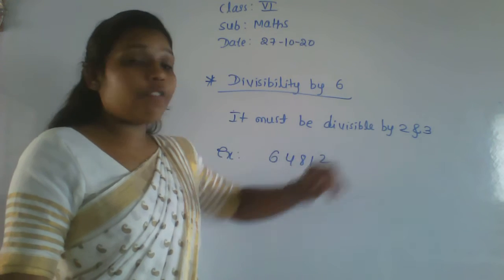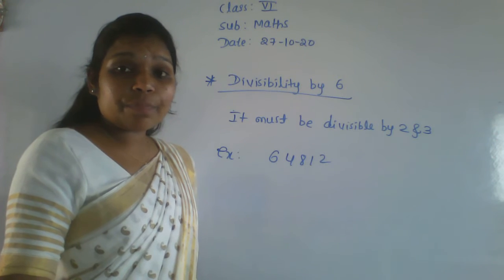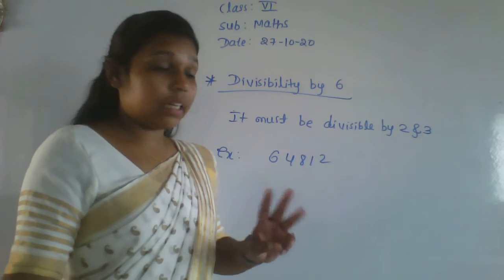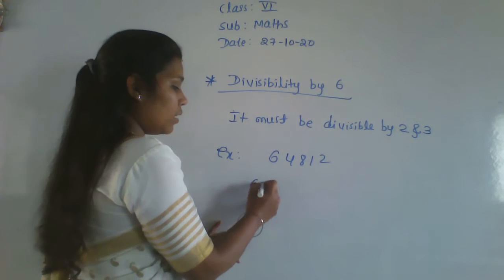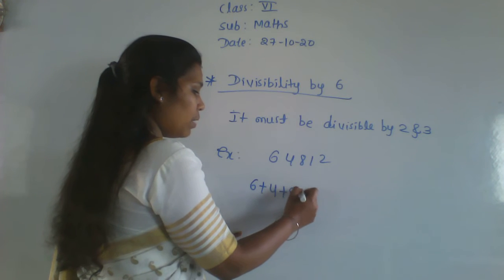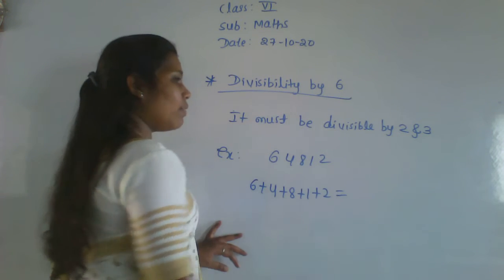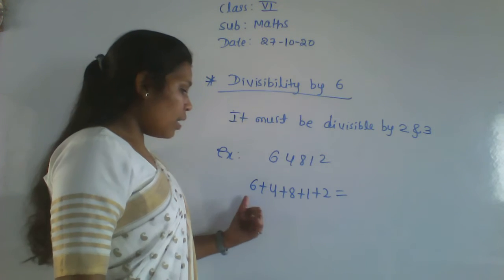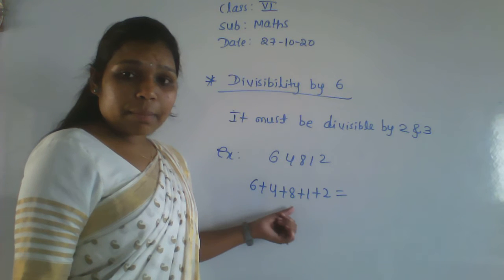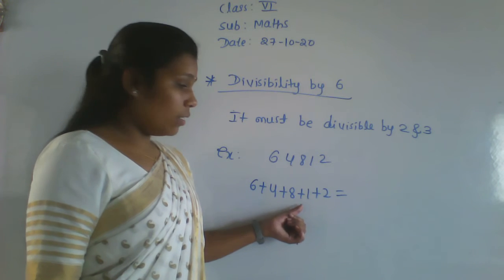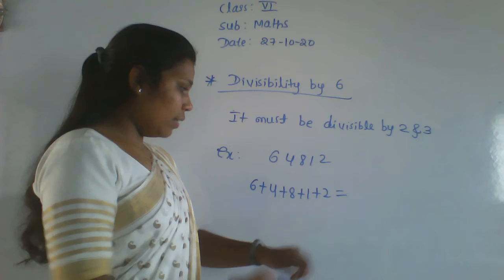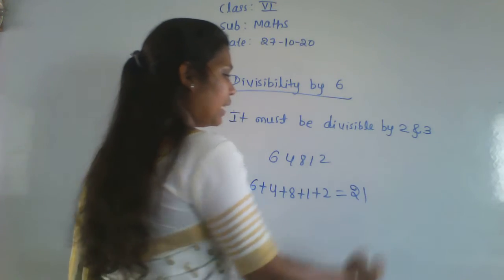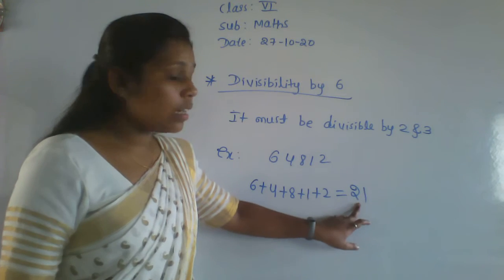Okay. Next, check for 3. What is the divisibility by 3 rule? The sum of the digits should be divisible by 3. Then check the sum of digits here: 6 plus 4 plus 8 plus 1 plus 2. What is the value? 6 plus 4 is 10. 10 plus 8 is 18. 18 plus 1 is 19. 19 plus 2 is 21. So we got the sum of these digits as 21.